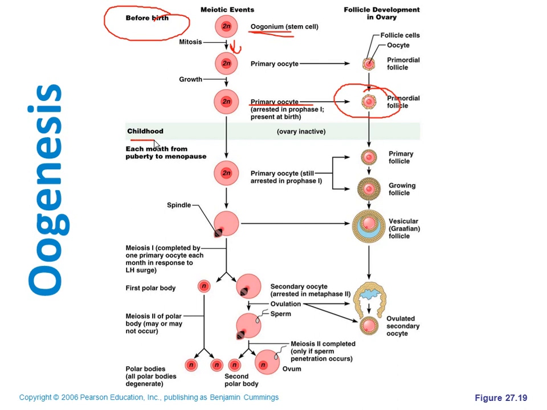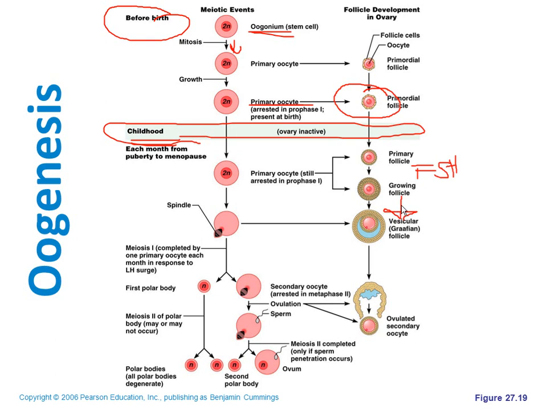Then we go through childhood. Nothing happens. Then puberty happens. And we talked about the fact that we start with FSH. FSH stimulates growth of the follicle until we get a Graafian follicle. And all the while, we've been making estrogen. This big spike in estrogen causes an LH surge. And the LH surge triggers maturation. And what happens is that oocyte becomes active.